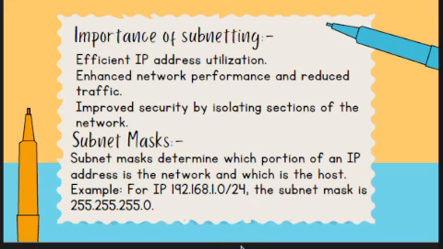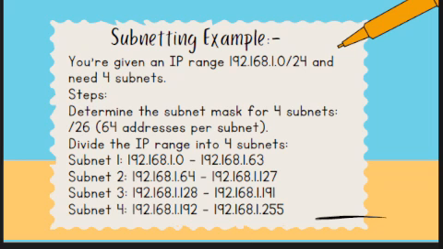Let's see an example of subnetting. You are given an IP range 192.168.1.0/24 and need 4 subnets. What are the steps? Determine the subnet mask for 4 subnets: /26, which means 24 plus 2. 4 is represented in binary by 2 bits, so 2 is added to 24. That gives 64 addresses per subnet. Divide the IP range into 4 subnets.